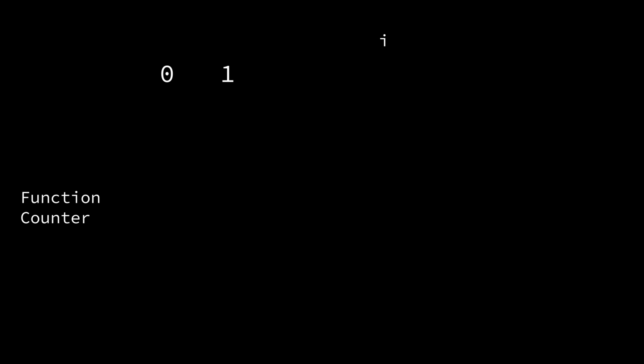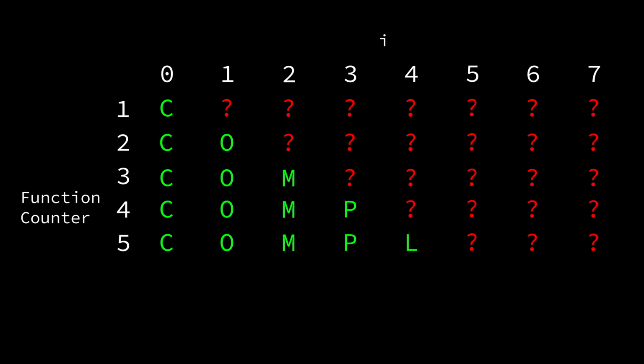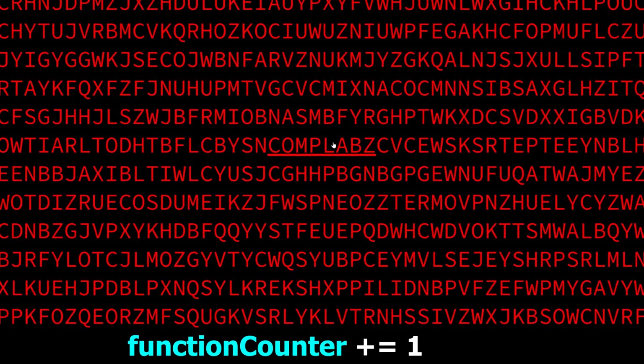This is a bit confusing, but breaking this down, we can see that the first time the function runs, the counter will be incremented to 1 and the first letter will be revealed. The second time the counter will be incremented to 2 and the second letter will be revealed, and so forth. Now this is a lot smoother, and we can even control the speed by dividing the function counter, but I think I'll just leave it at 1.